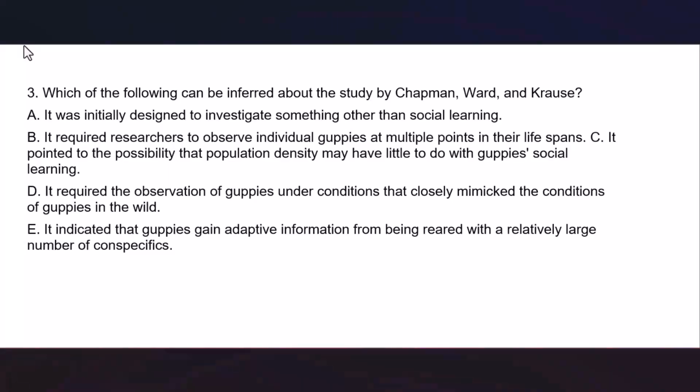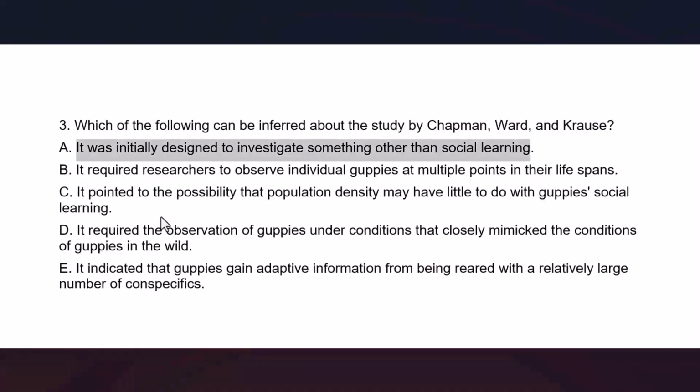Question 3. Which of the following can be inferred about the study by Chapman, Ward, and Krauss? Again, this is an inference question that we should infer from the passage, from one or more sentences. Okay, we begin to check the options. Choice A: it was initially designed to investigate something other than social learning. This option seems correct, and this keyword "initially" persuaded me to accept it.